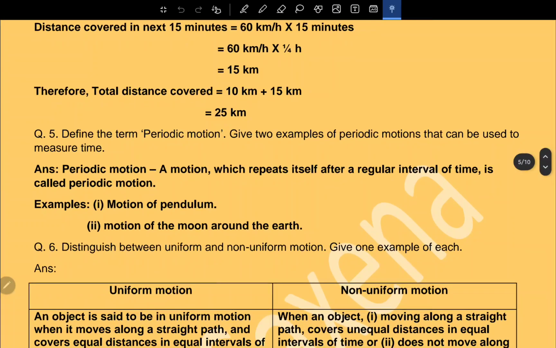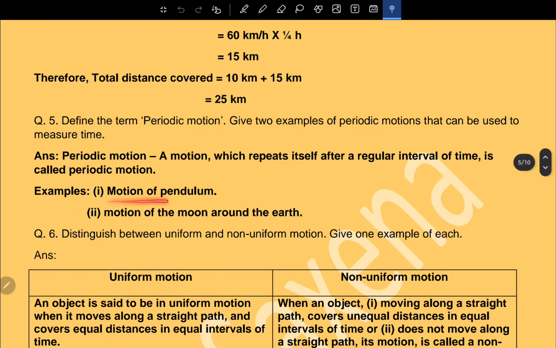Now define the term periodic motion. Give two examples of periodic motion that can be used to measure time. Periodic motion is a motion which repeats itself after regular intervals of time. It's called periodic motion. So examples are the motion of a pendulum, and the motion of the moon around the sun.